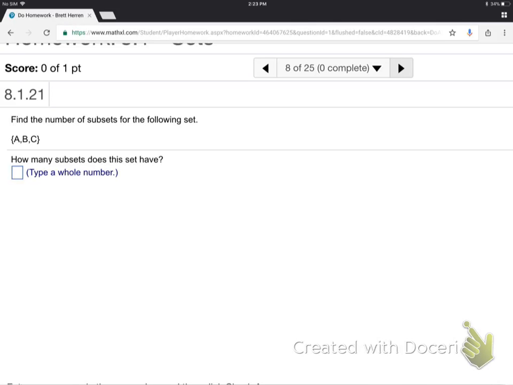So if you have A, B, and C, I'm just going to write them without the curly brackets. If you have A, B, and C, how many subsets? Now, what is a subset? It's like a sub-collection, you know? Like you're picking people out of the group. So you got people A, B, and C. Say, all right, I'm going to pick a sub-collection.